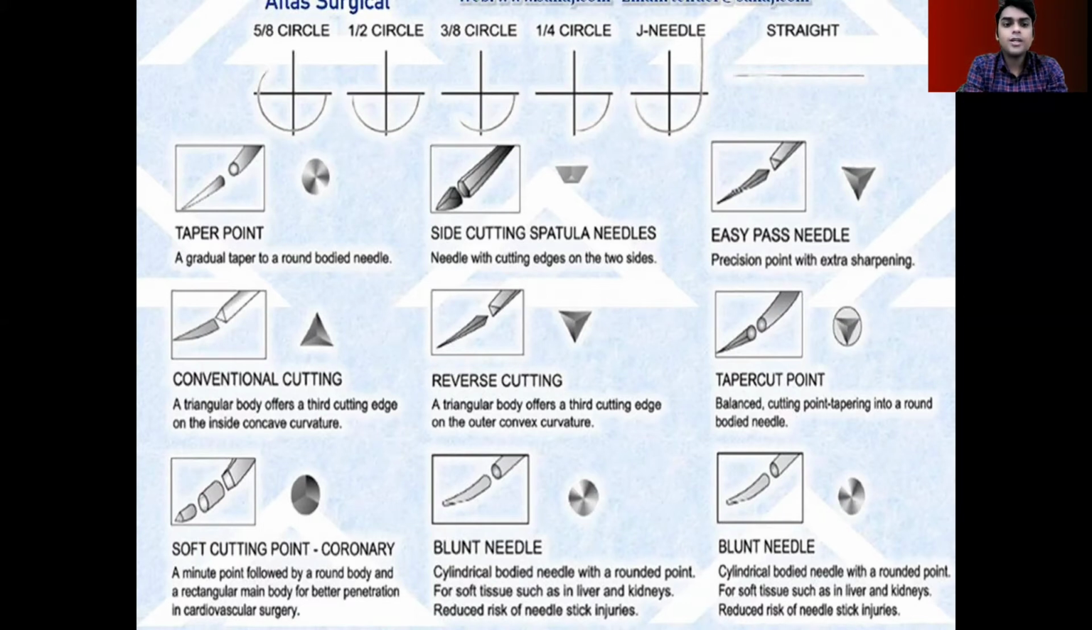What is important here is to focus on this conventional cutting and reverse cutting. In conventional cutting, it has a triangular body that offers a third cutting edge on the inside concave curvature, whereas the third cutting edge is on the outside convex curvature in the reverse cutting needles.